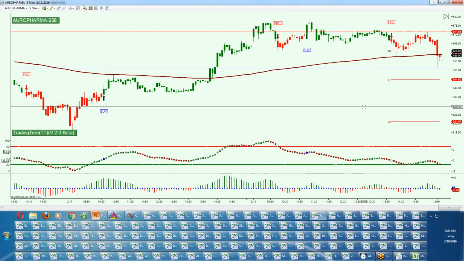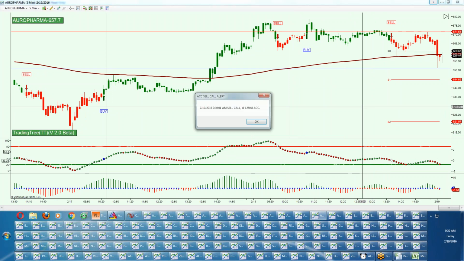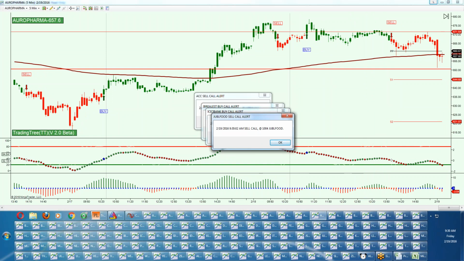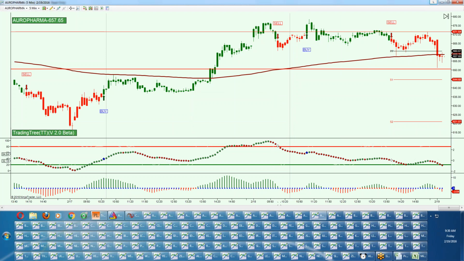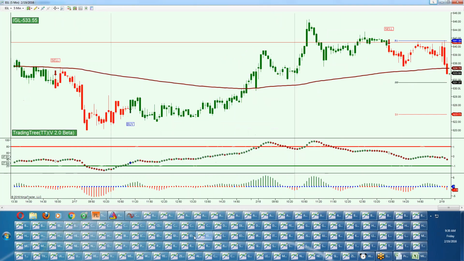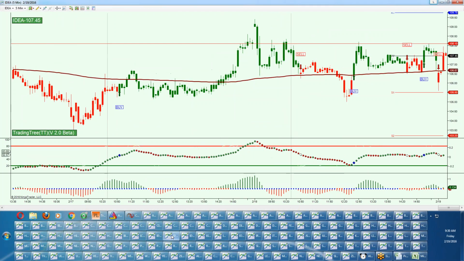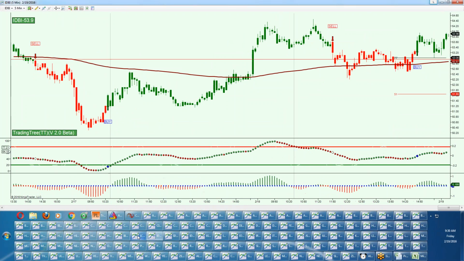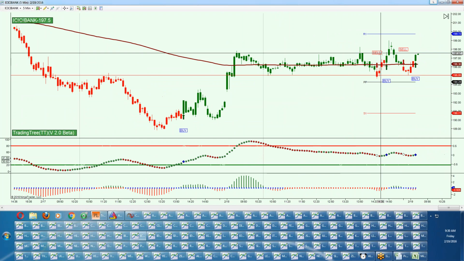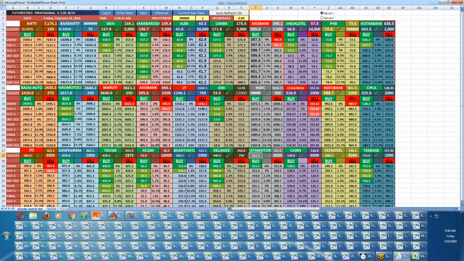ICICI Bank, we have a buy call. That's IDFC. Idea, you'll get a buy. That's ICICI Bank. You can buy here at 197.60. I already have a buy call here, so let me add that in place of this. Axis Bank. 197.40 is the entry. So there you go. You have buy calls in both TradingTree and the cash tree.